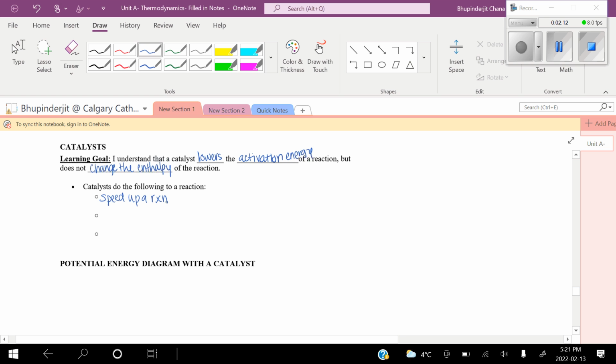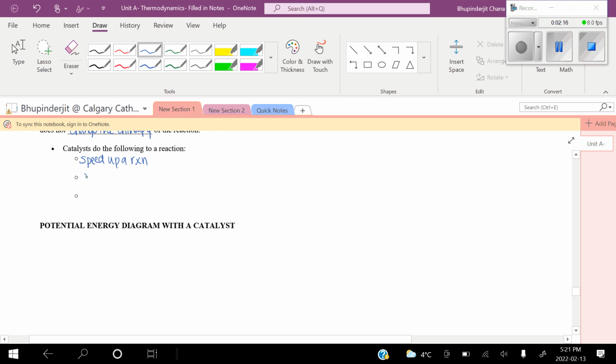So it happens faster, saves money, saves resources. It doesn't change delta H of a reaction. And then lastly, it lowers the activation energy.